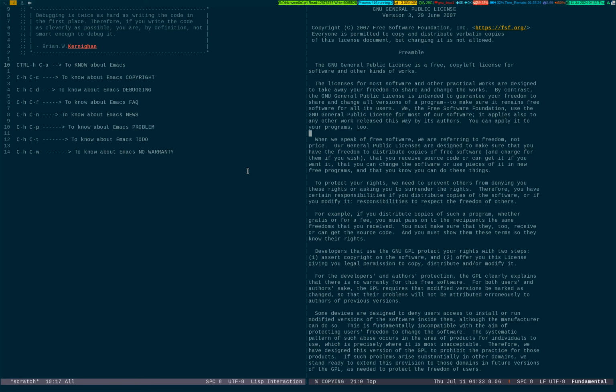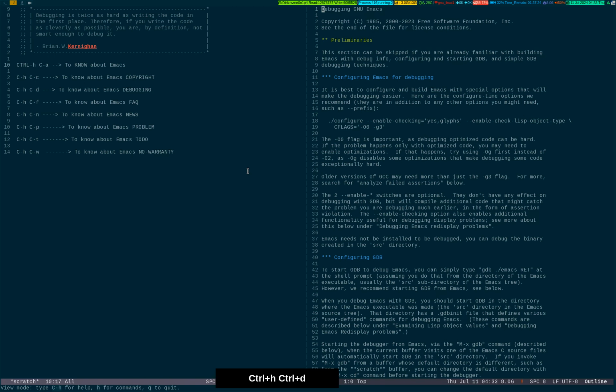The third one is Ctrl H and Ctrl D to know about Emacs debugging. If I do Ctrl H and Ctrl D, see, it lists how you could go about debugging Emacs related problems. If you are finding some problem and you want to debug Emacs related stuff, these are the guidelines, basically.